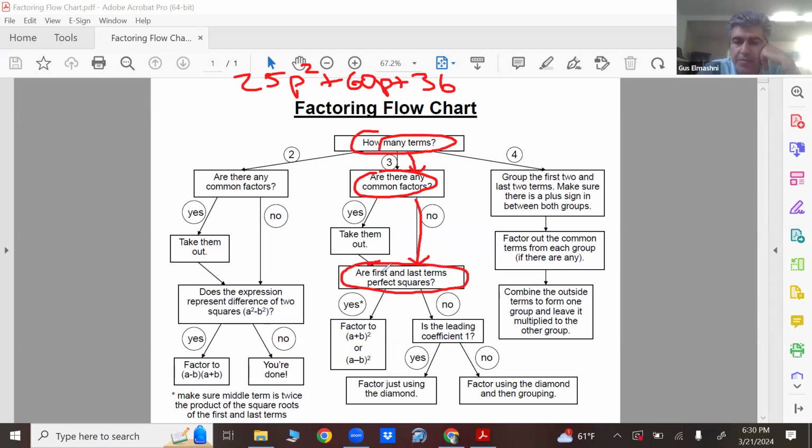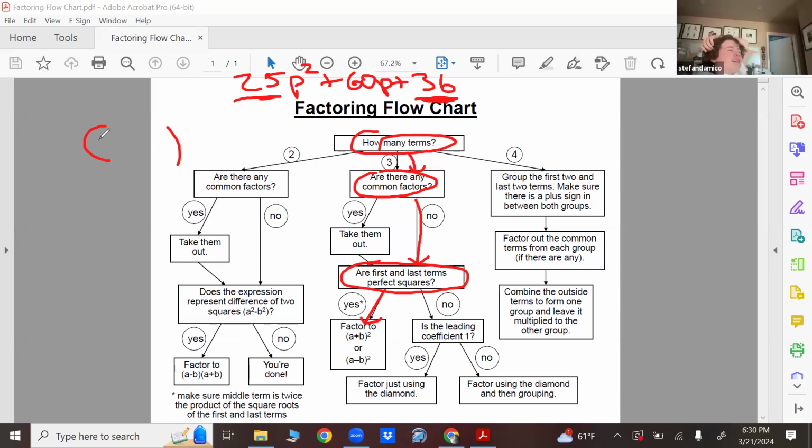Are first and last terms perfect squares? Okay, is 25 a perfect square? Yeah. Is 36 a perfect square? Yeah. Okay, so we're good. So we're gonna go down this way. And it's going to say to factor it like this. What that means is that you're going to take the square root of 25 and take the square root of 36. What's the square root of 25? 5, 5p. What's the square root of 36? 6. And that's it. That's how you do it.